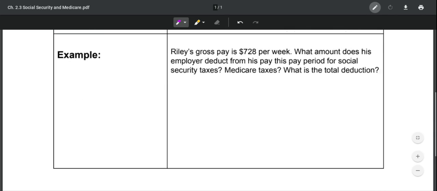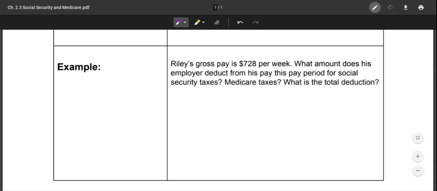So it says Riley's gross pay is $728 per week. We don't really care that it's per week. We just want to know the amount we're going to deal with. We want to know what he pays for Social Security and Medicare, then we're going to add them up. So let's do Social Security first.